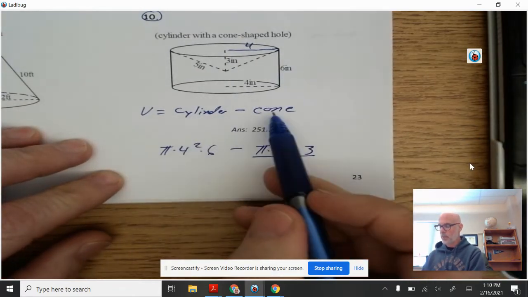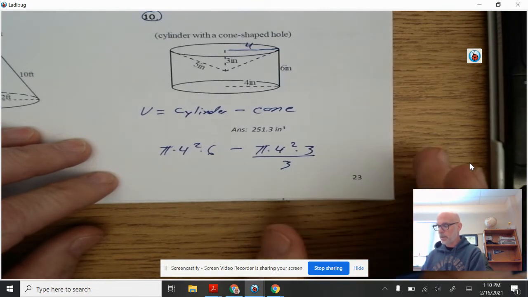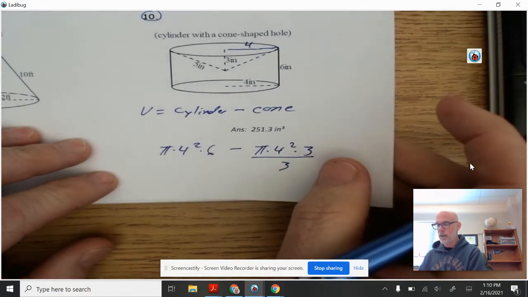There's my work. I wrote out my plan. I decided what formulas I needed. And I plugged in all the numbers. You can type that in your calculator.